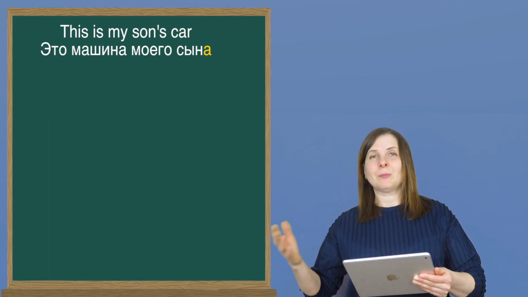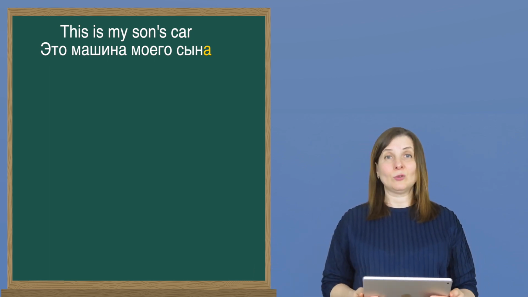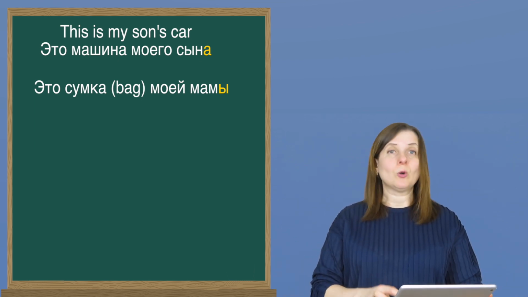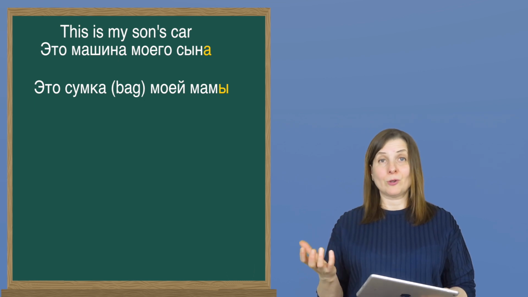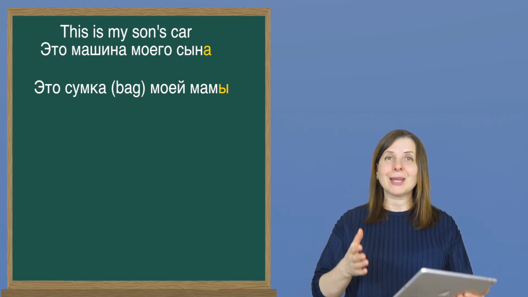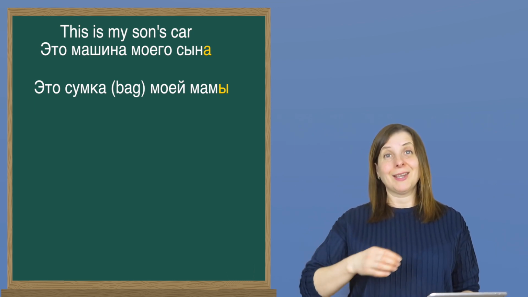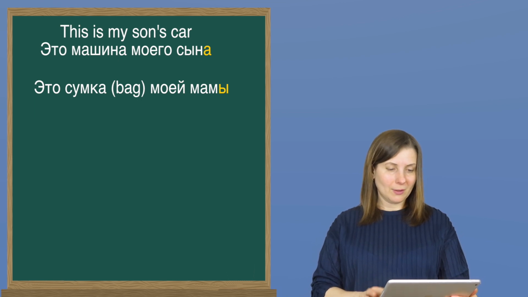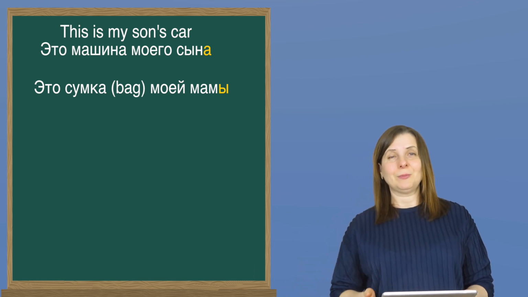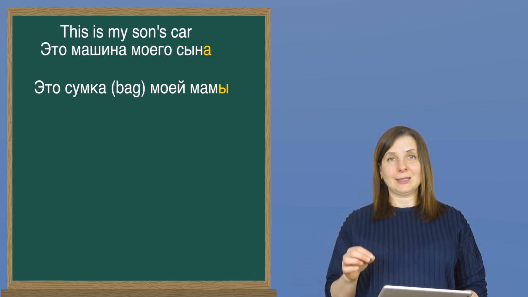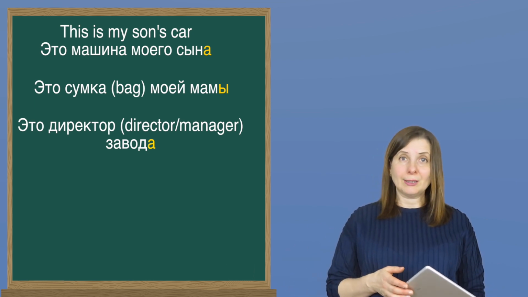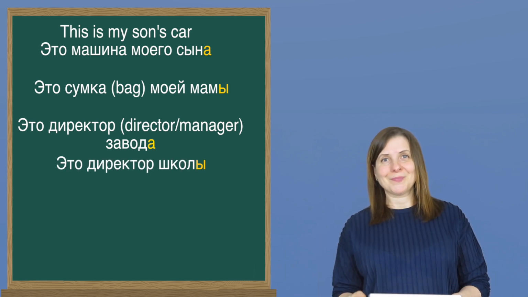This is my mom's bag, so bag of my mom. Это сумка моей мамы, моей мамы. So we change not only мама to genitive, we also change the adjectives, the pronouns, everything that goes with the noun. They all take the genitive case. Who is this? This is the manager of the plant. Кто это? Это директор завода. Who is this? This is the principal of a school. Кто это? Это директор школы.